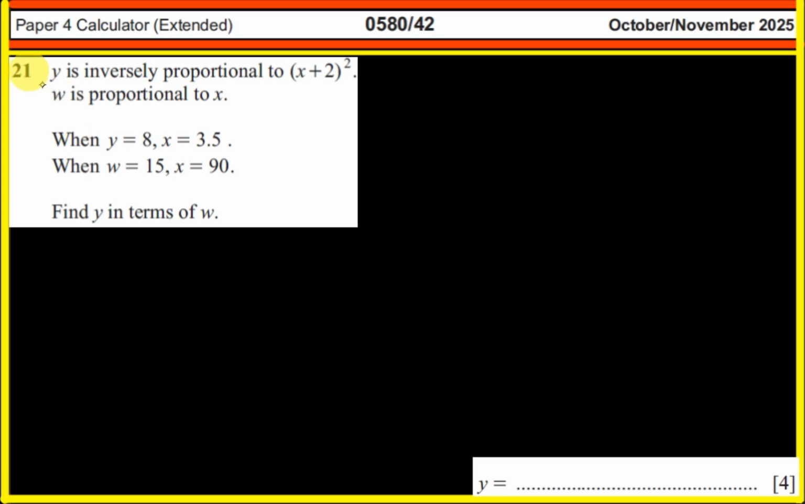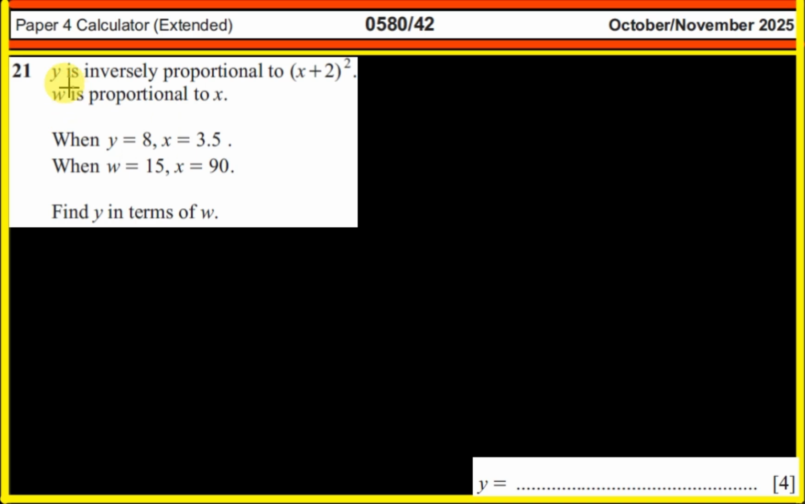This is question number 21 of paper 4, October-November 2025. This question is based on inverse proportion and direct proportion. This is the first time they ask a question like this in which they combine both inverse proportion and direct proportion together. And in this question they use three variables, otherwise they were asking just for two variables.